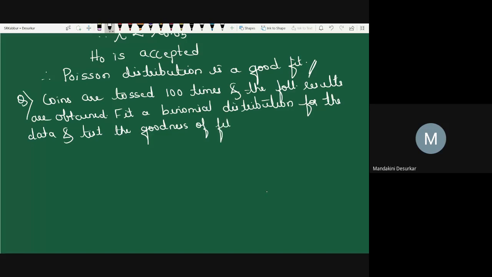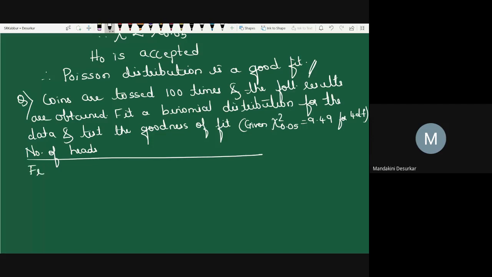Given chi-square of 0.05 is 4.49 for 4 degrees of freedom, and number of heads, frequency. As 4 is the degree of freedom, so what does that mean? Five numbers of heads.